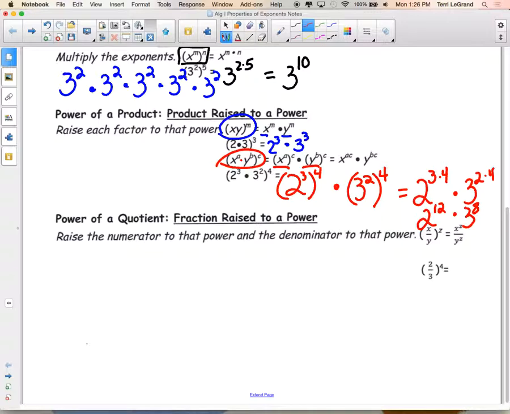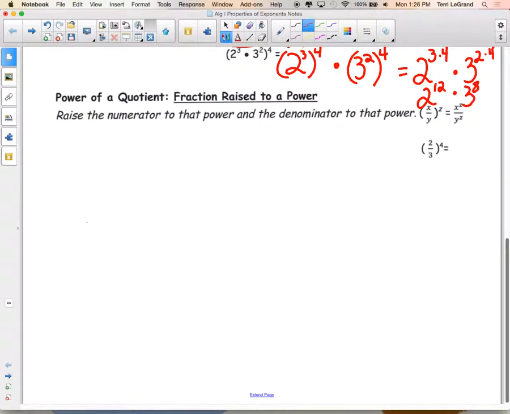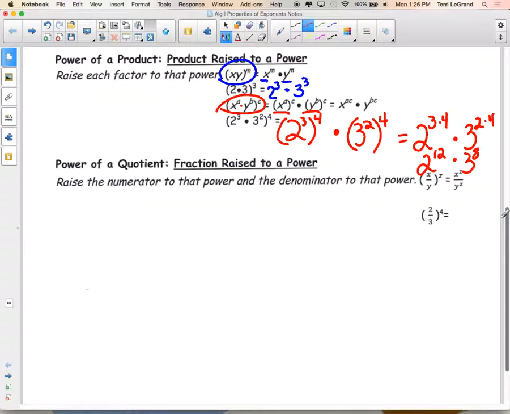Okay, questions? One more. Let's get it done. This is actually a pretty easy one. A fraction raised to a power, or in other words, you have the power of a quotient. That's what we call a division problem. So our fraction here is x over y, x divided by y, and it is being raised to the z power. So a quotient is being raised to a power, and z is our power.